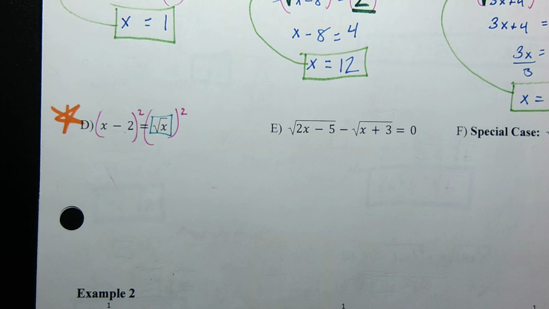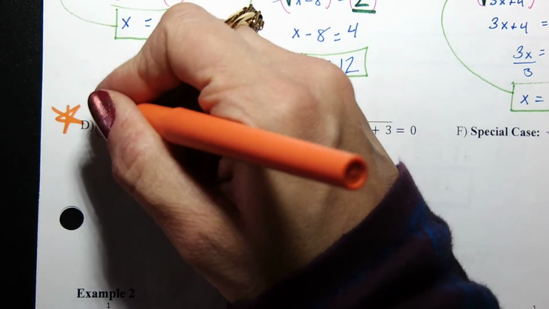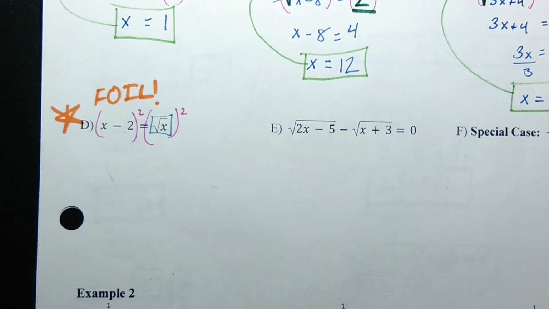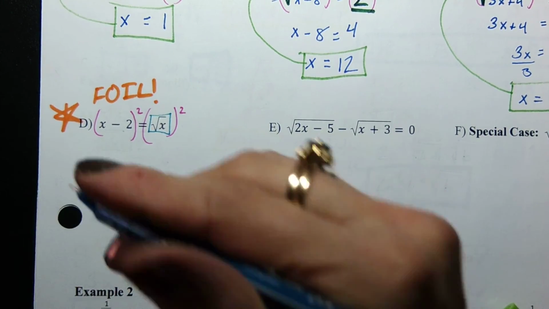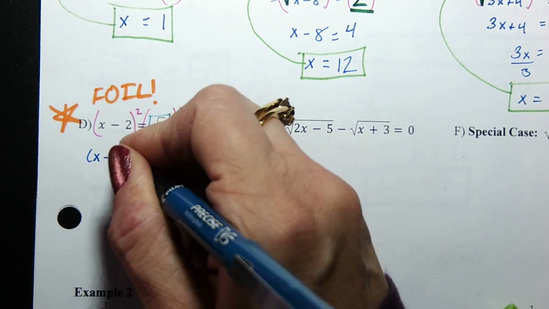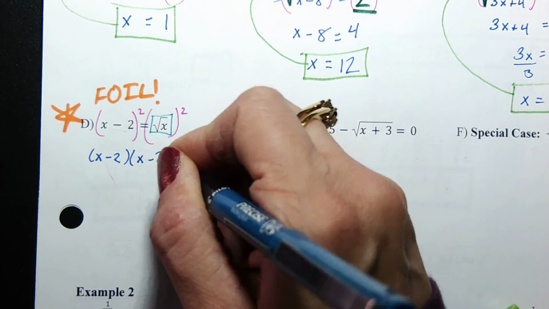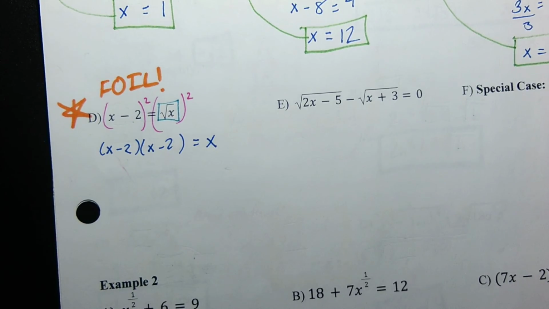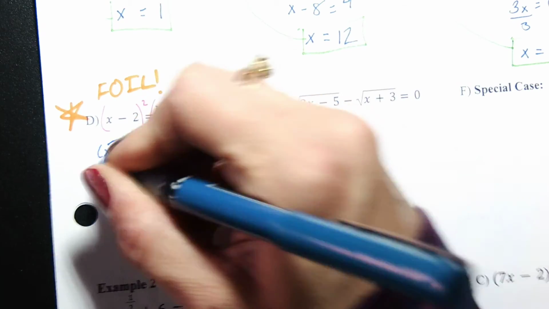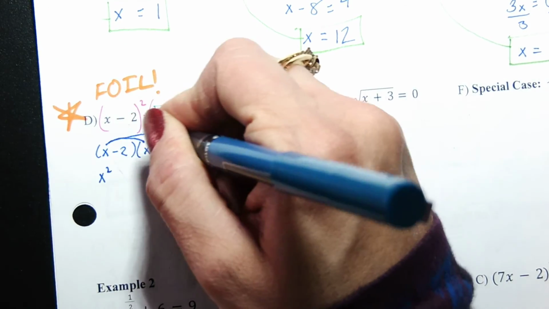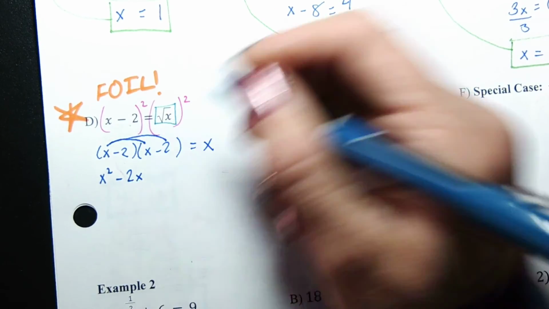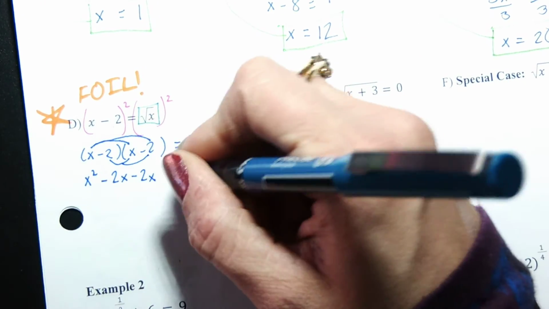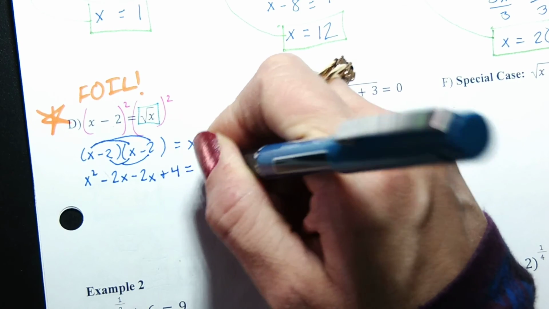How do I square a binomial? FOIL! So x minus 2 squared is x minus 2 times x minus 2. And that equals x. So foiling this, x times x, x squared. X times negative 2, negative 2x. Negative 2 times x, negative 2x. Negative 2 times negative 2 is a positive 4.